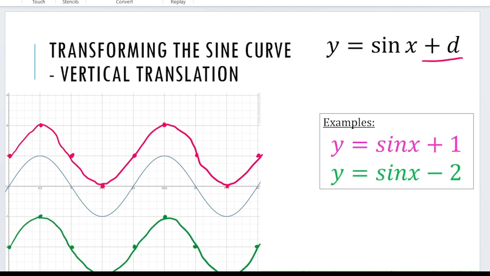So not too tricky with the vertical translation. It's probably the most logical one, as well as probably vertical dilation. It's just the tricky ones are going to be your horizontal dilation and your horizontal translation.